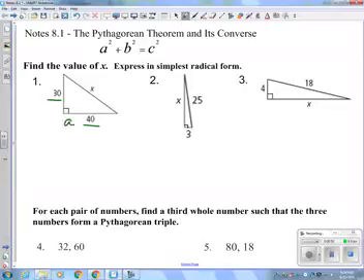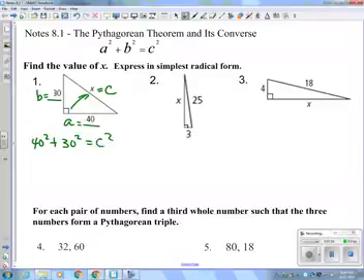So we'll just say the bottom is A and the side is B. Then this one across from the right angle has to be C. So if I fill in Pythagorean theorem, I'll have 40 squared plus 30 squared equals C squared. Now, 40 squared is 1600 and 30 squared is 900.